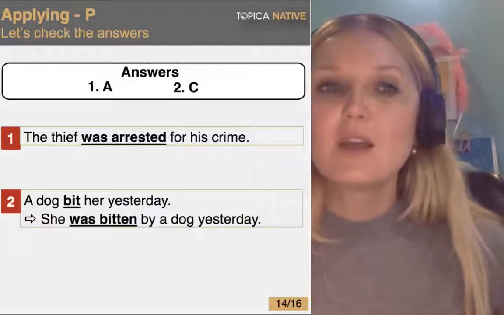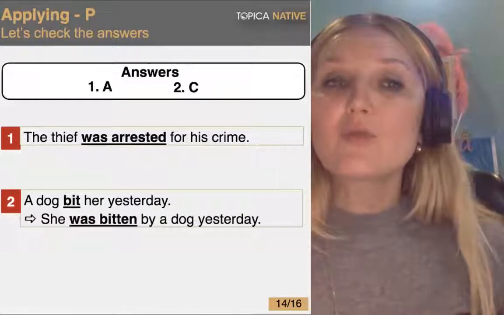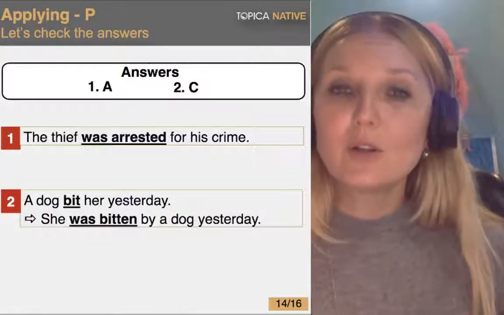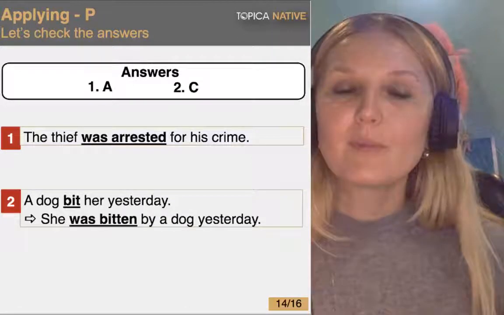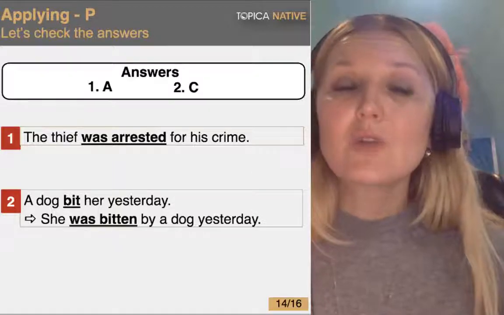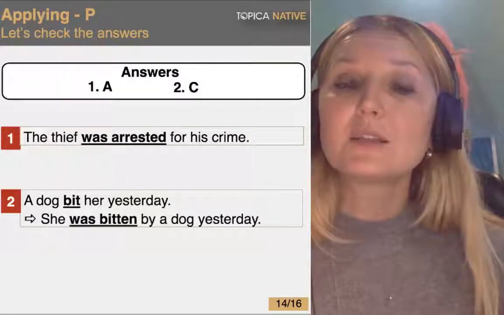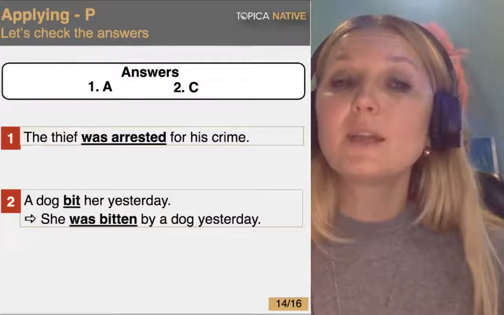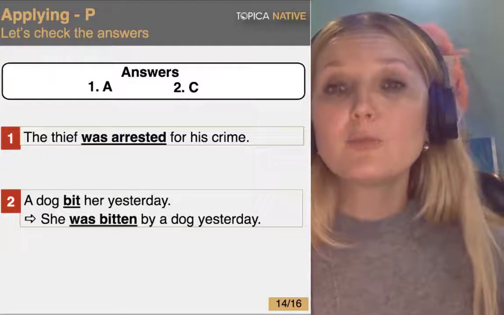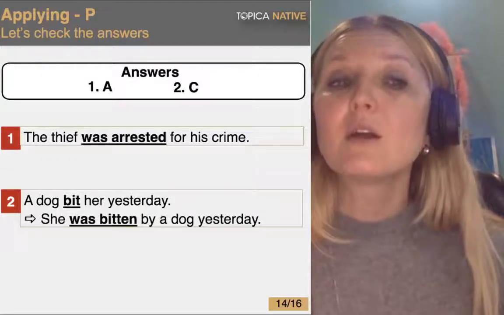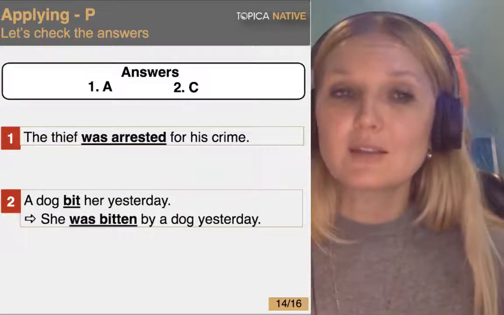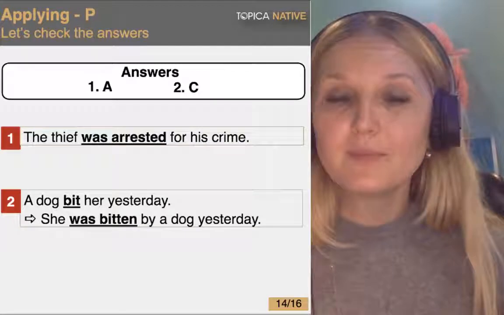Let's check. So the thief was arrested for his crime. Huan Nguyen, good job, correct. So he's the only one, was arrested. Number 2, it's yesterday, so it's beat, the irregular second form. A dog beat her yesterday. And the third form, the past participle, is beaten. She was beaten by a dog yesterday. All right, Bak Fan, also Huan Nguyen, good job.